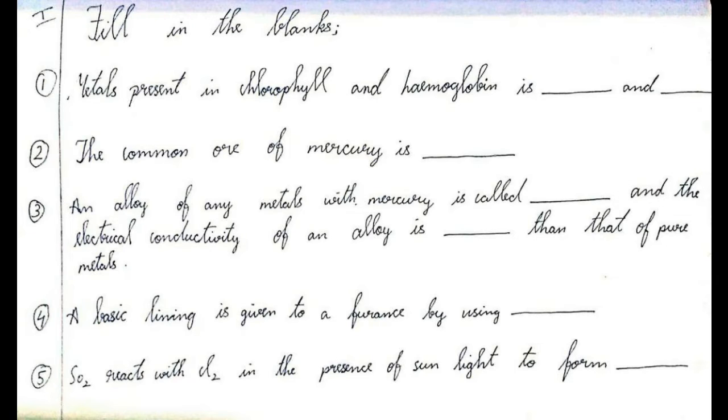Metal present in chlorophyll and hemoglobin is dash and dash. Common ore of mercury is dash. An alloy of any metal with mercury is called dash, and the electrical conductivity of an alloy is dash than that of pure metals.